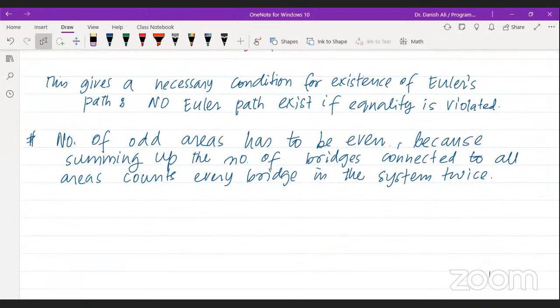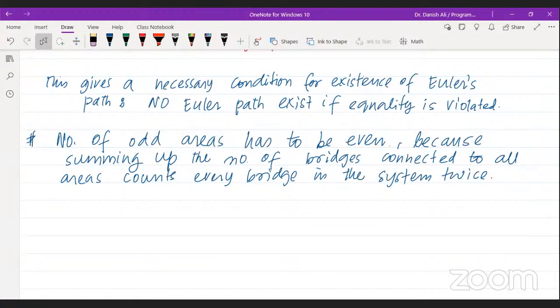So if you sum all the bridges which are connected to all areas, the count will be... because in the system every bridge will be counted twice, so that's why the number of odd areas has to be even.